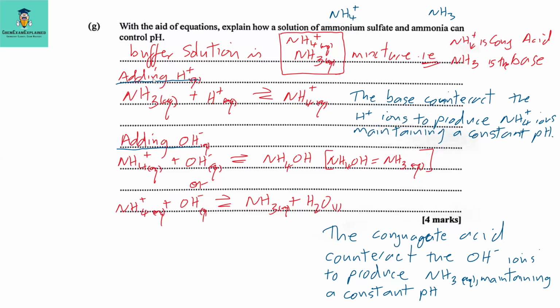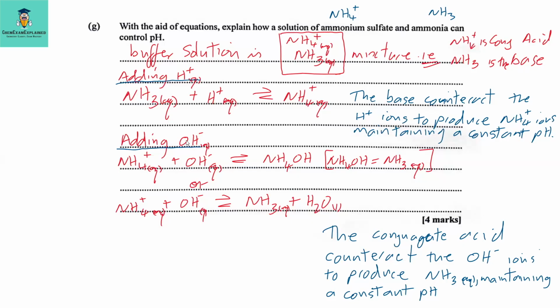Now, if you add small amounts of acid to the buffer solution, then the base should counteract it by reacting with it, forming something that was already present in your buffer solution. So you form ammonium ion that was present already, and therefore the pH should remain constant. So the base counteracts the H plus ions to produce ammonium ions, maintaining a constant pH.